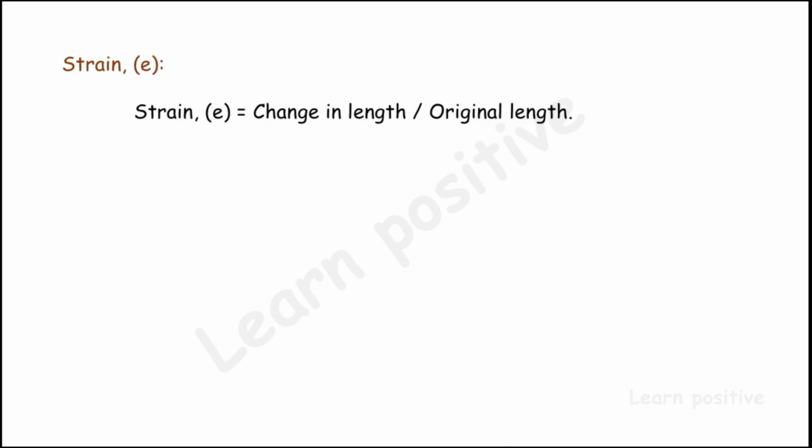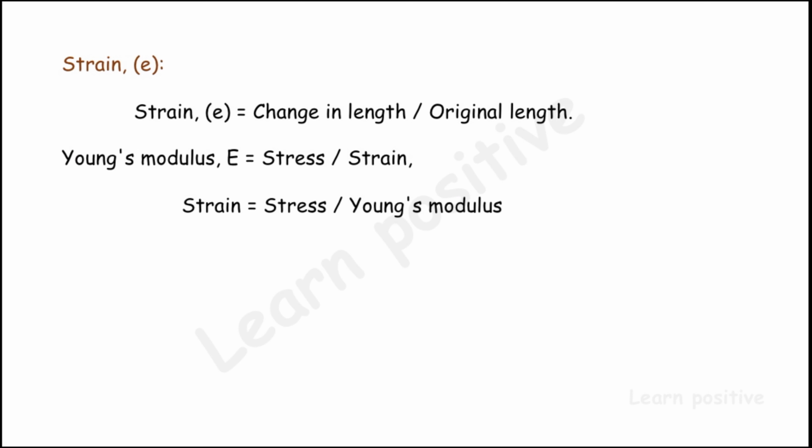The second one we are going to find is strain. We know the formula of strain is change in length by original length, but the change in length is the elongation of the rod, which we have to find, so we cannot use this formula. So I am going to use the Young's modulus formula. The Young's modulus formula is stress divided by strain. By using this formula, I am going to find the strain. Now I am going to transfer the strain to the left side and the Young's modulus to the right. So I get the formula as strain equal to stress by Young's modulus, that is small e equal to sigma by capital E.